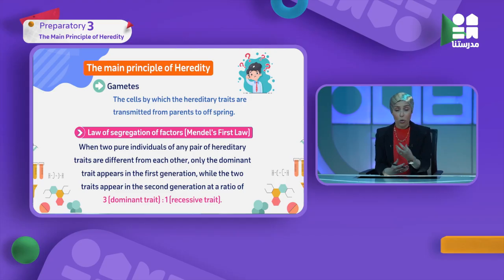What is being separated? The factors. At the beginning there were 2 individuals, or 2 parents, carrying 2 traits, and separation happened in the gametes. So what is meant by gametes? As you see here, the gametes are the cells, the sex cells, sperms or the ovum. The cells by which the hereditary traits are transmitted from the parents to the offspring. For the traits to be transmitted from the parents to the offspring, the gametes must carry them. Okay? So here we defined the gametes and we defined the first law of Mendel, or law of segregation.